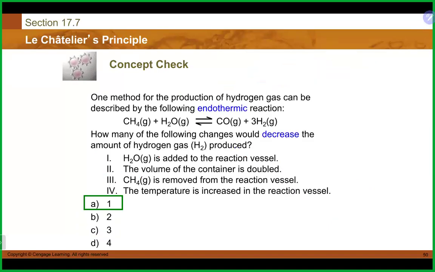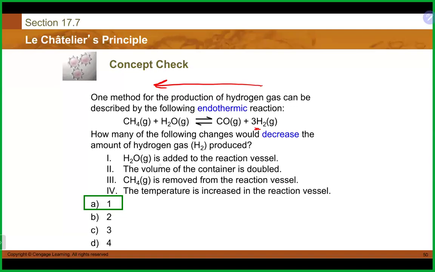Let's take a look at this one. One method for the production of hydrogen is by this endothermic reaction. How many of these would decrease the amount of H2? So in order to decrease the amount of H2, H2 is on the product side, we would need the equilibrium to shift to the left because that will use up some of the H2 and bring its concentration down. Now, let's take a look at each of these here and see what would happen.